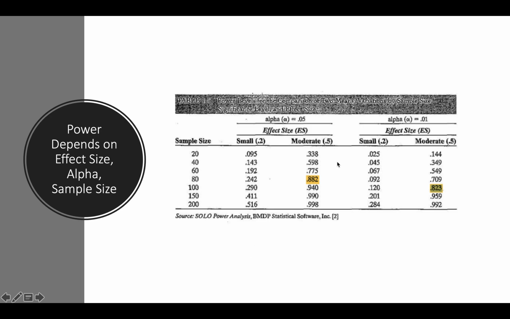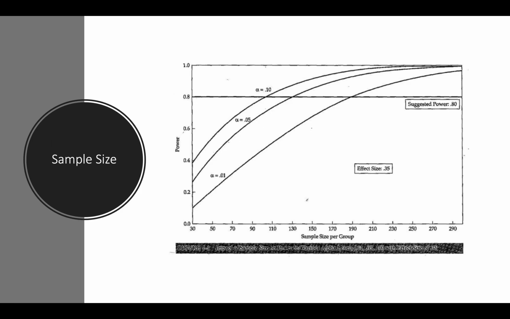That becomes even more constrained if we make a more stringent alpha, right? So here, alpha more conservatively is set to 0.01. Here, to get to that 0.8 power with a moderate effect size, I need 100 people, right? So 20 more people than I did with the 0.05 alpha. And then again, I would need really a lot more to get to that 0.2. Here's the takeaway here. Power depends on effect size, alpha, and sample size.